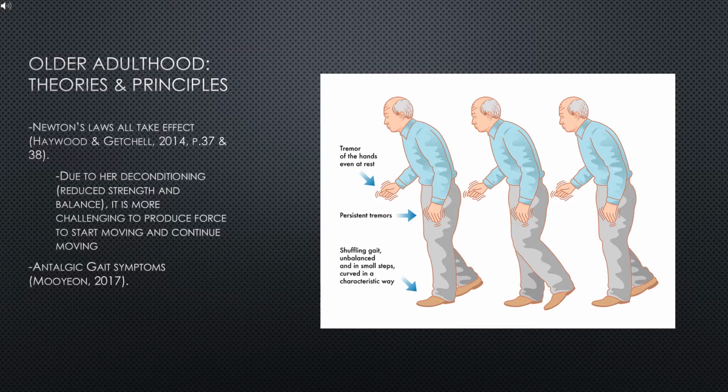And then the other principle that I came across was that she has antalgic gait symptoms. This is a lot of times when it's hard for people to want to pick up their feet necessarily. This is super common in the elderly. And I saw that from Dr. Muyon. She wrote about this a lot in her article as she studied elderly people. And it's very common in elderly people. So once again, I don't believe that she's necessarily an outlier. However, it is something that is going to affect her in her day-to-day life and mobility.